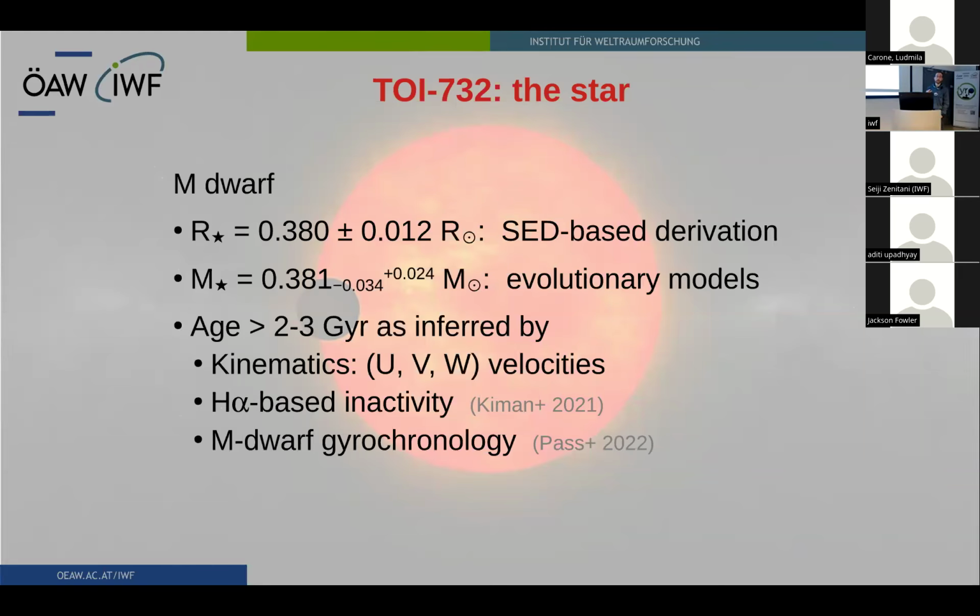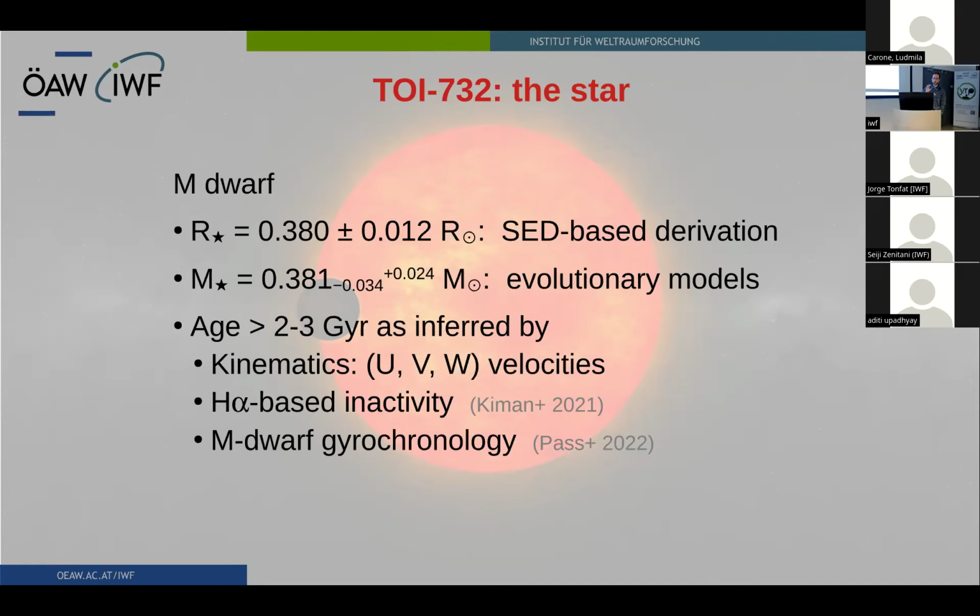And to characterize the system, we have to start from the star. And why that? Again, because we rely on indirect techniques to discover exoplanets. So this means that if you want to get absolute parameters for the planets, like the planet radius and the planet mass, then you need absolute parameters, first of all, for the star. So as you have understood already, TOI 732 is an M dwarf.